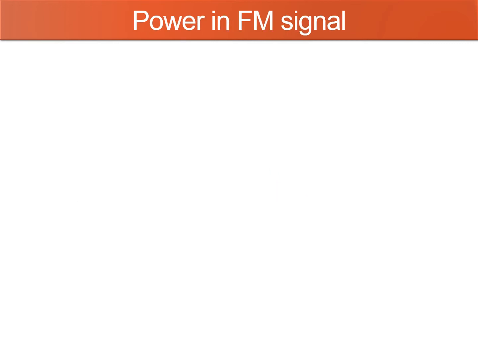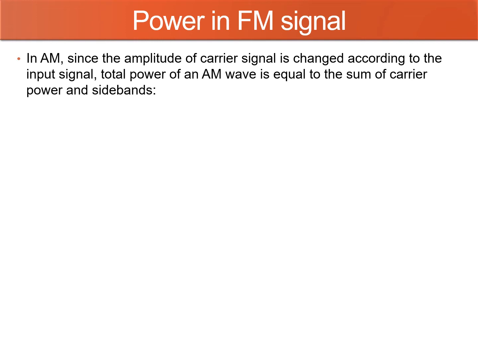So for the power in FM signals, in AM, since the amplitude of the carrier signal is changed according to the input signal, the total power of AM is equal to the sum of carrier power and the sideband power. So here is the equation: P total for AM is equal to P carrier plus P sideband, which is lower sideband and upper sideband.